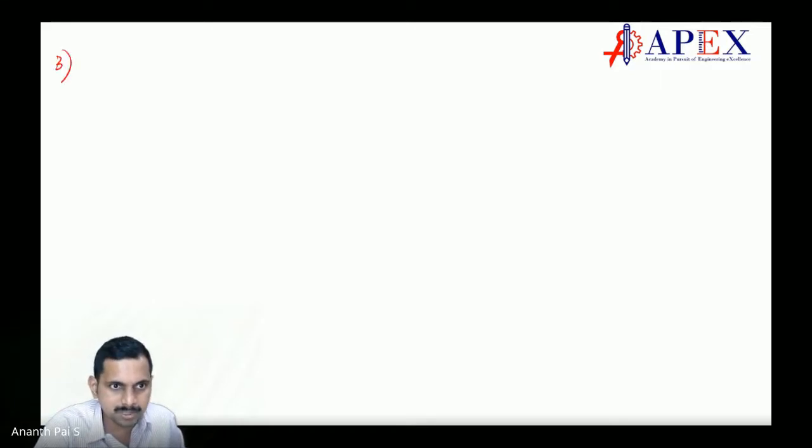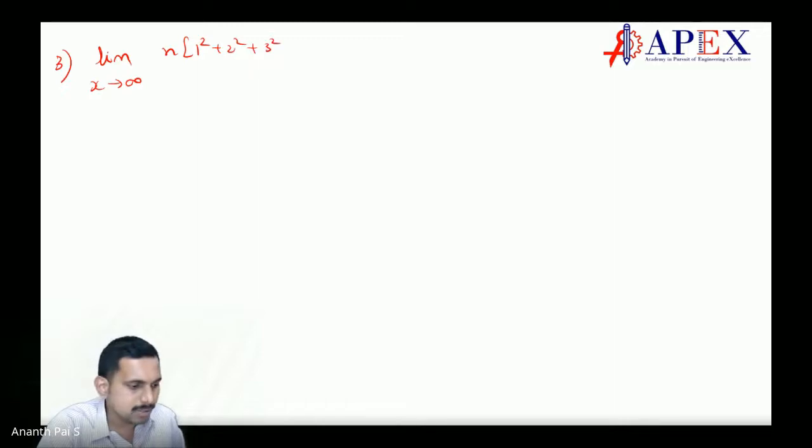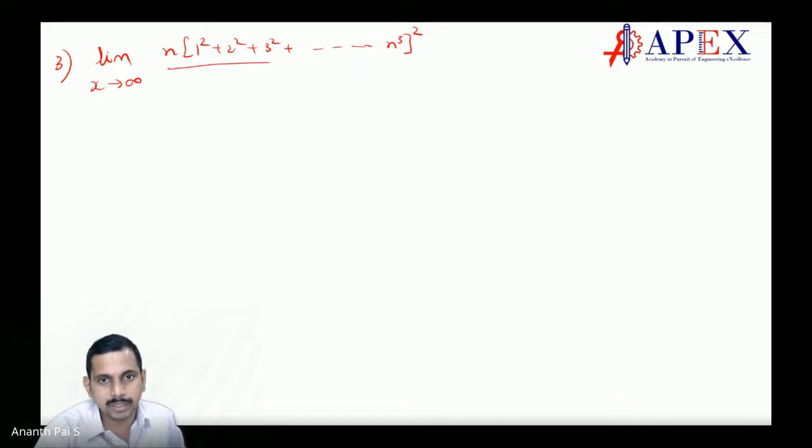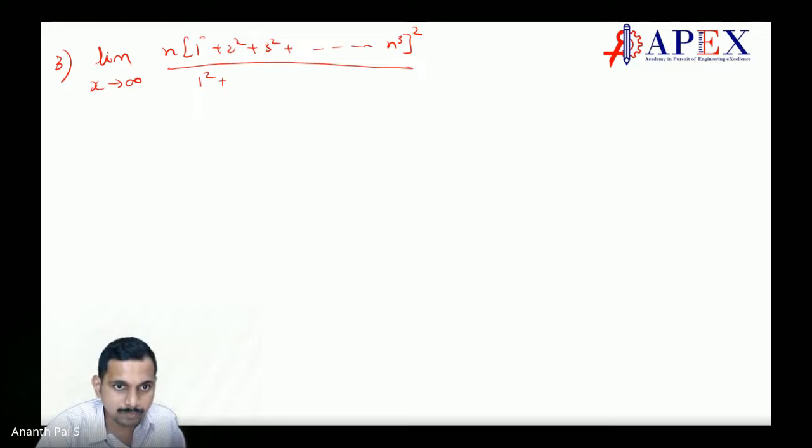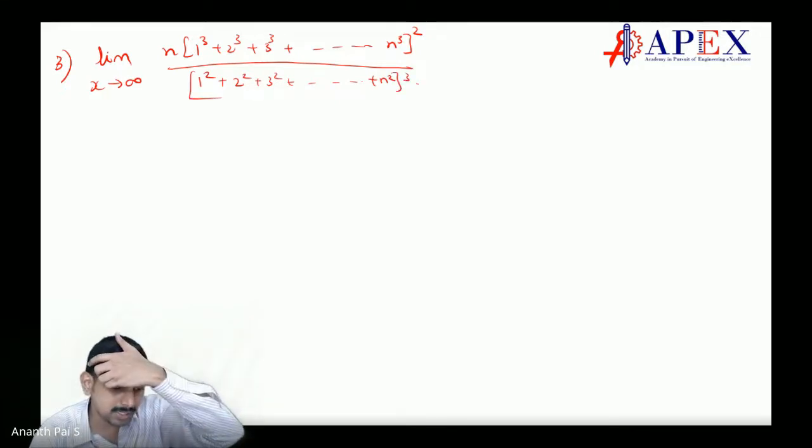The third problem is this. Limit n tending to infinity, we have n into (1 square plus 2 square plus 3 square plus so on up till n square) divided by (1 cube plus 2 cube plus 3 cube up till n cube), and then (1 square plus 2 square plus 3 square plus up till n square) the whole cube. What is the answer has been asked. This can be written just as I've given it.